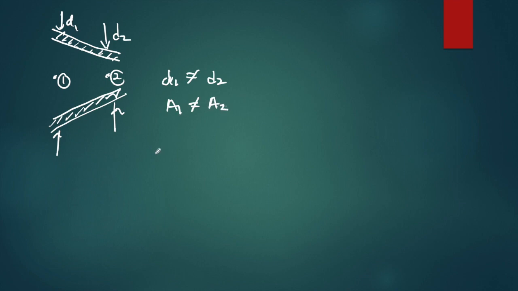So in the Bernoulli's equation, you cannot remove or zero the values of u1 and u2. Because if A1 is not equal to A2, then from the continuity equation, U1 A1 equals U2 A2. So U1 equals U2 A2 over A1. It will not be the same as U2, because it has a value multiplied with U2, which is A2 over A1.